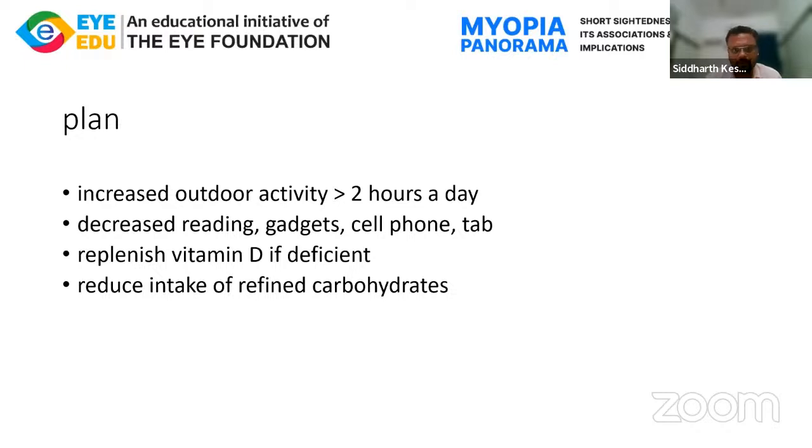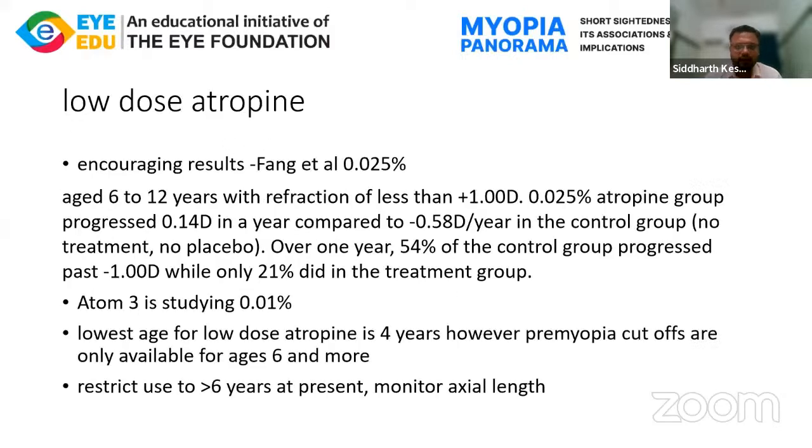So once you diagnose pre-myopia, you ask them to increase outdoor activity to more than 2 hours a day, decrease reading, gadgets, cell phone and tab, and replenish vitamin D if deficient. Many studies have shown that vitamin D deficiency also predisposes to myopia. And reduce the intake of refined carbohydrates, which involves corn flour or maida or sugars. Whether you will start low-dose atropine is an open question right now.